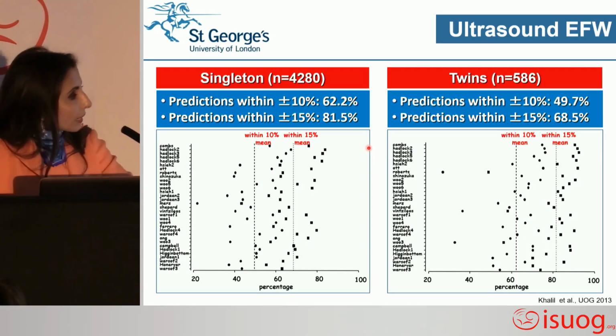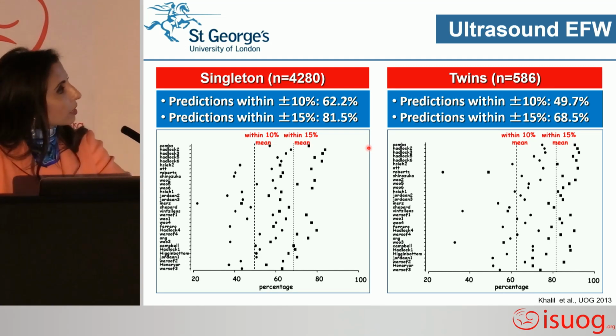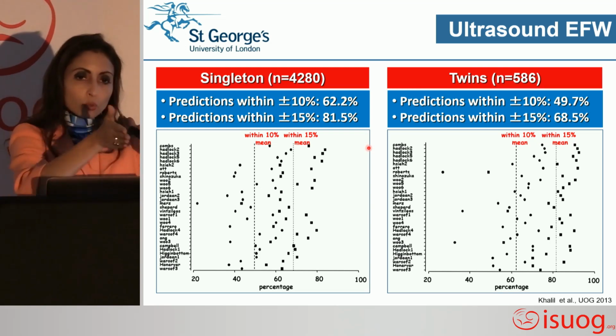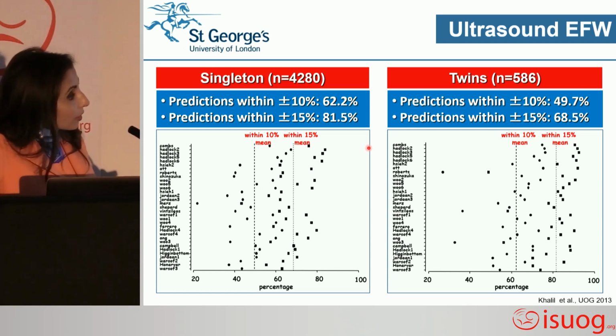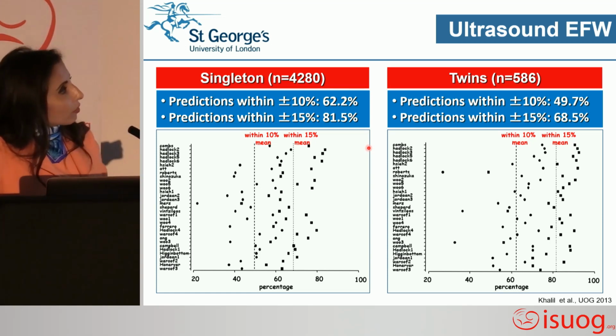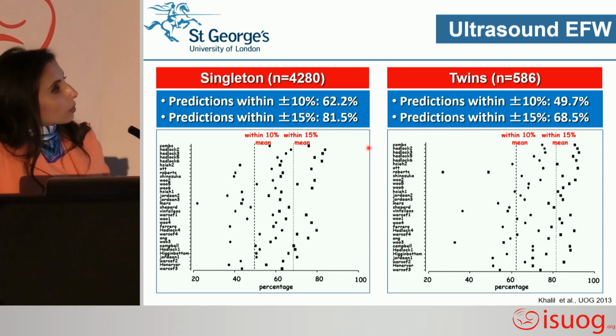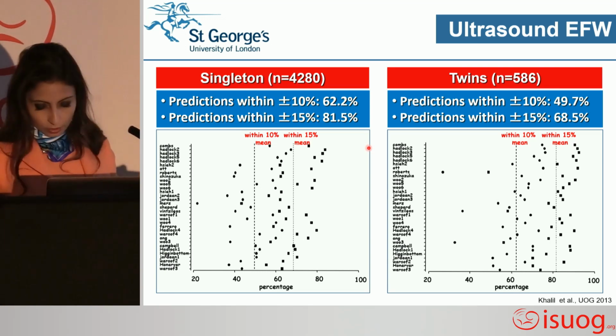And again, I showed you this data that we published in the White Journal 5 years ago, in a cohort of more than 4,000 singleton pregnancies and about 600 twins, who had the scan within 2 days of delivery. We compared the equations for estimated fetal weight at that point, and we did that for singletons and twins. So that answered a number of questions.